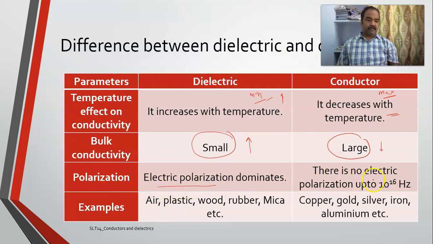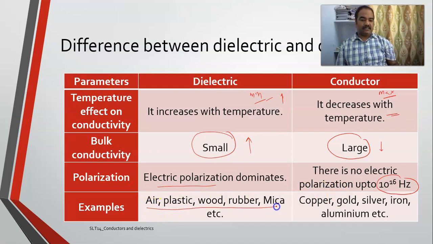In conductors it won't happen for normal frequencies, and also not for higher frequencies. But in the case of very high frequencies, there may be a chance of polarization. And coming to the examples, these are commonly used dielectric materials in our electrical engineering. This is the strongest one, and this is the cheapest one, and these are commonly found in our day-to-day life. Whereas for conductors, this is the most conductive material, followed by this, and then this. And this is also a metal which is extensively used for conduction purposes.